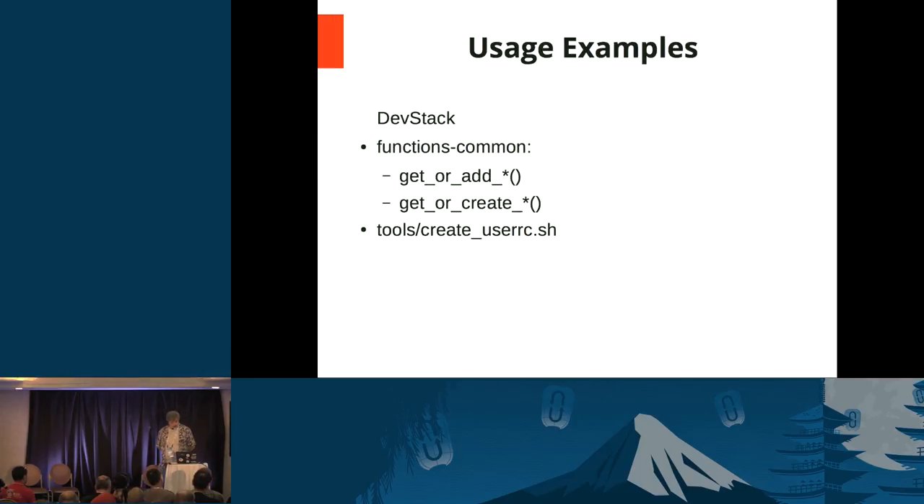And rather than go through a bunch of examples, I'm just going to point to where you can go look. In DevStack, we use it quite a bit. We still have some work to do to replace the other CLIs. But there are two series of functions in DevStack, the get-or-add ones for user, project, and so on, and the get-or-create ones, that show a couple of interesting things you can do with OSC, including parsing output. Examples of doing the machine parsable formatting.